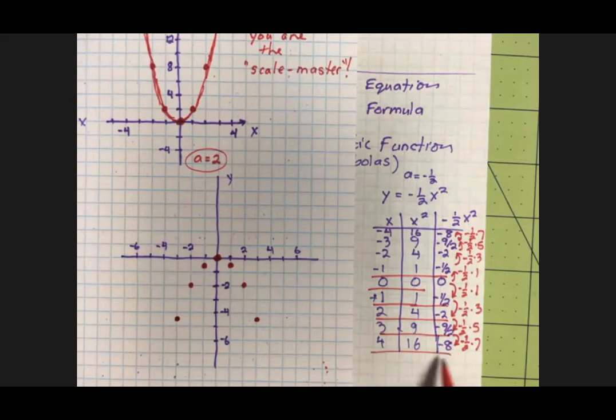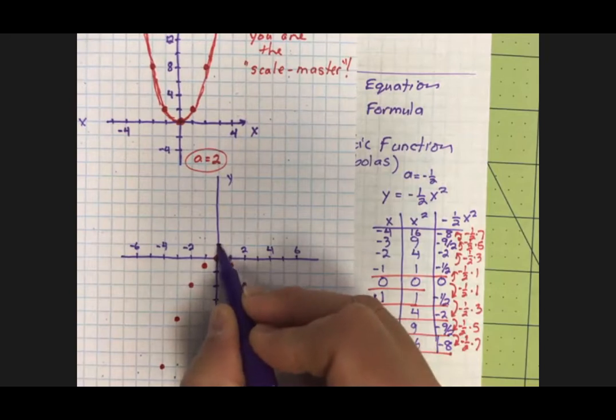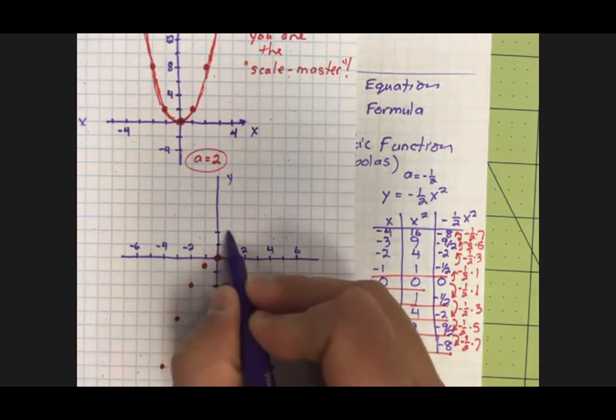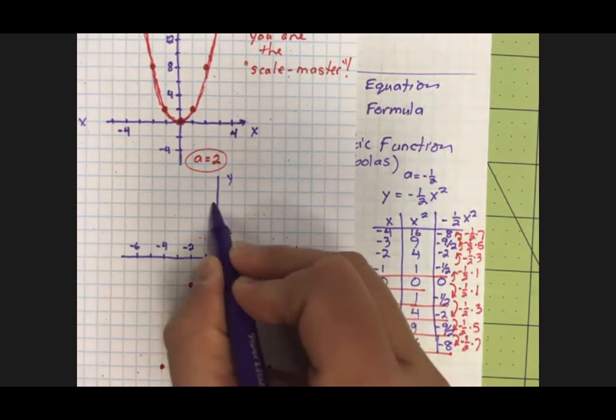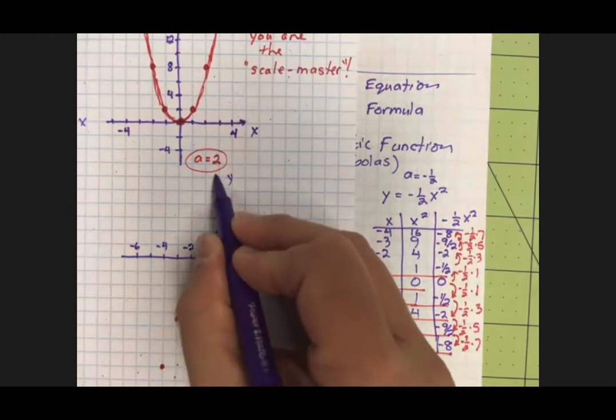How about 4 and 16 turns into -8? -8 would be down here. You see that gentle parabola curve going through those points. The only difference is this time it's upside down. Now I've got no action up here on top of the x-axis, so I don't have to draw lots of marks up here, but I'll just fill in some marks.